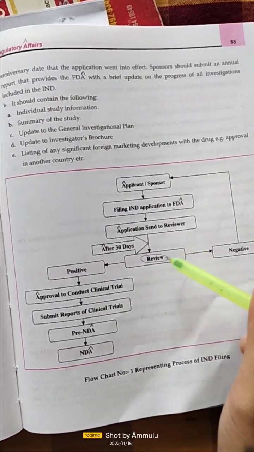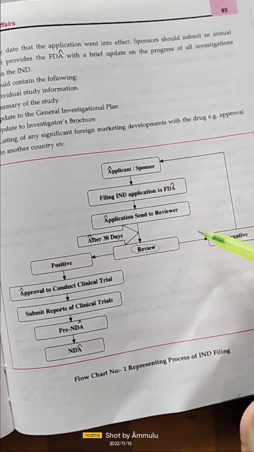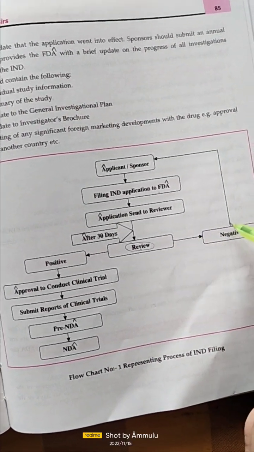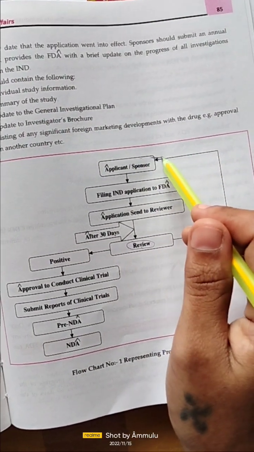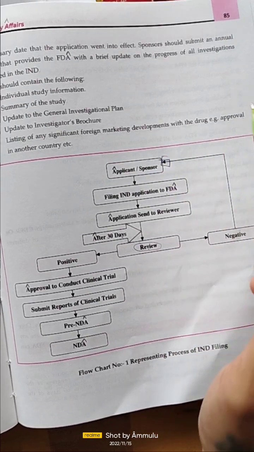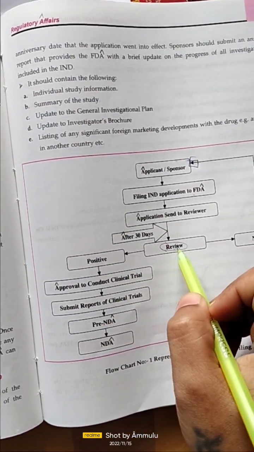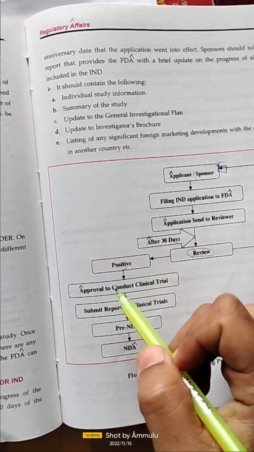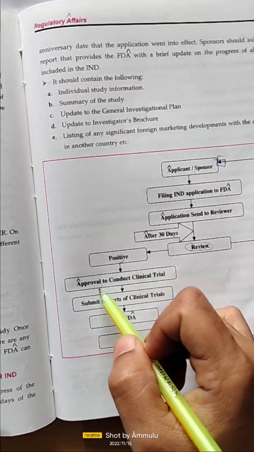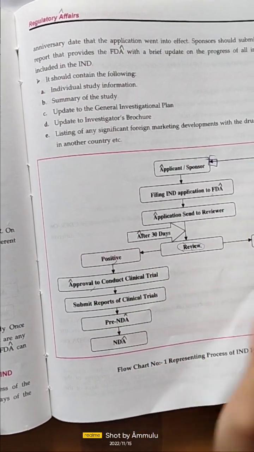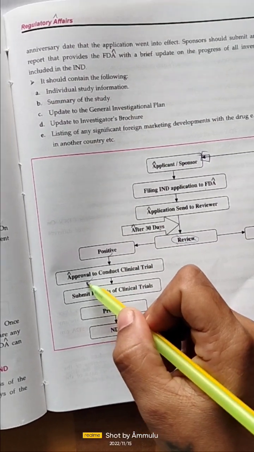Either the review is documented as negative, in which case it will be started from the first point, or the review will be given as positive. After reviewing, approval is given for conducting clinical trials.